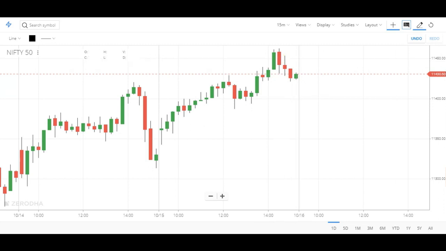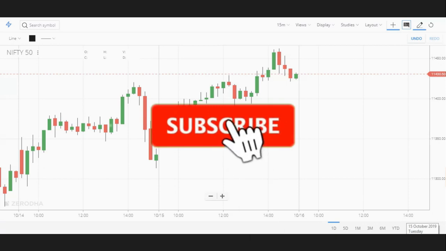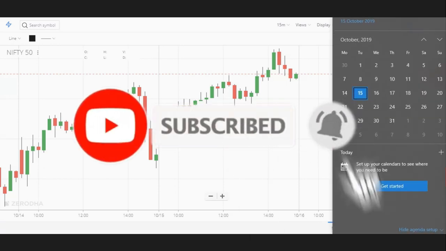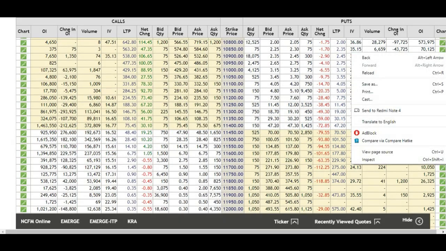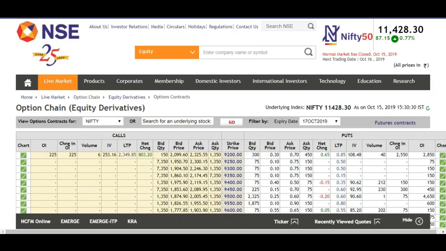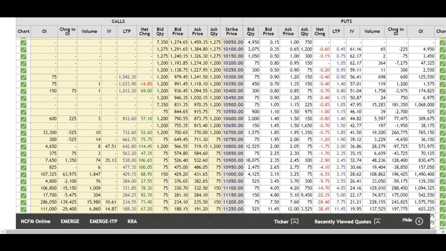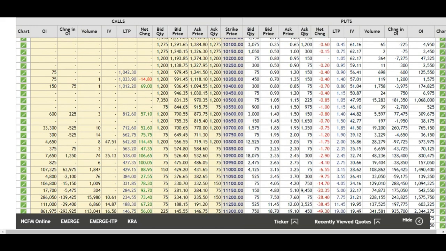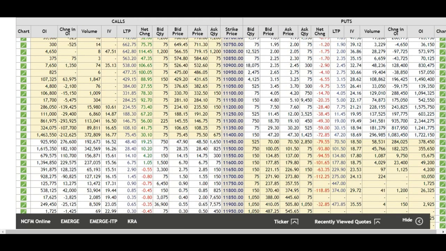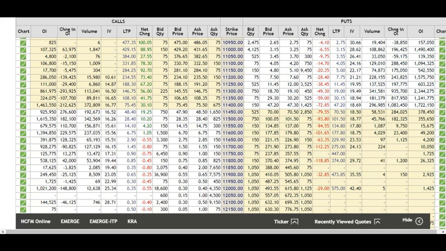So now let's go to the option chain and try to find out support and resistance for the 16th of October. As Nifty closed around 11,428, we'll start our analysis at 11,400. First of all, we'll study the puts to find out support, and then we'll study the calls to find out the resistance. So let's see what we have at 11,400.